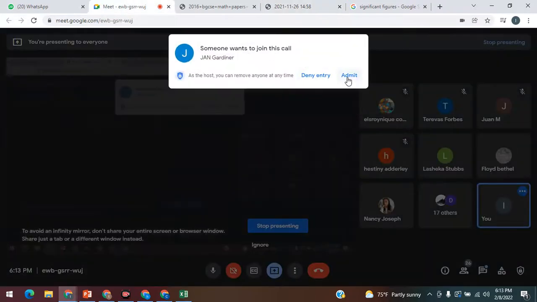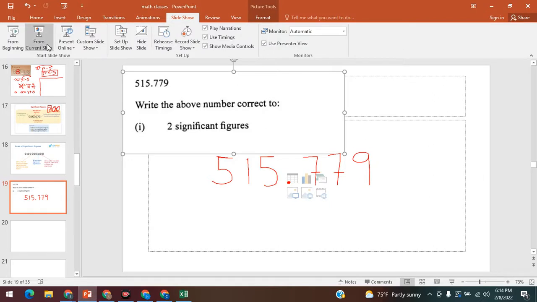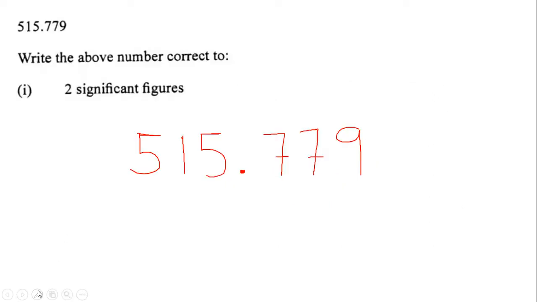Okay, there we go. Now, when we're talking about significant figures, and we're talking about the first one, which one would be the first one? Like, how do we count it? The 5 would be the first one. And if 5 is the first one, which one is the second one? 1. So they asked us to write it correct to 2 significant figures. You have to look at the first one, which is 5, and the second one, which is 1. Because they asked you to write it correct to 2 significant figures, this is the one that you're going to underline.